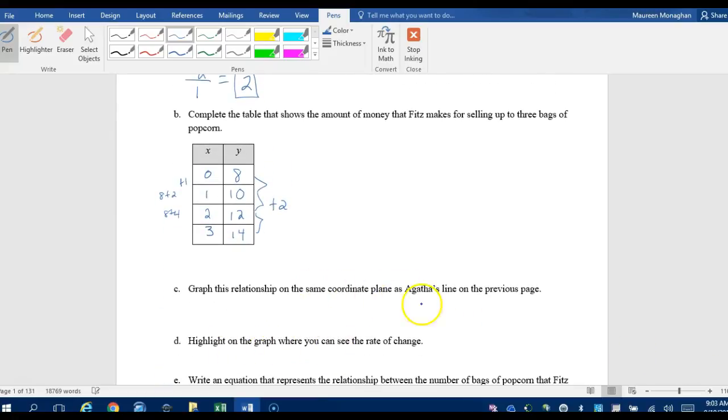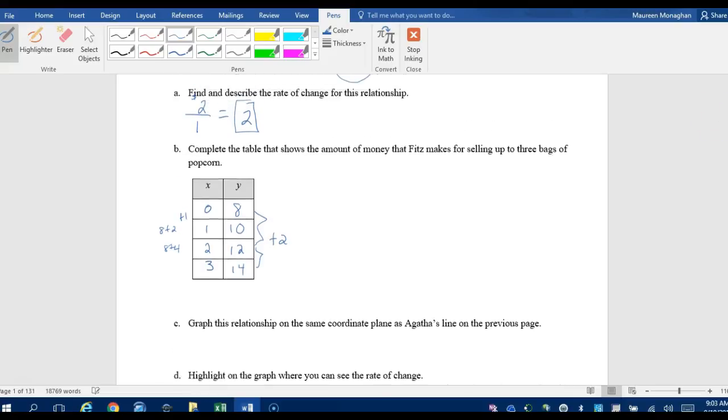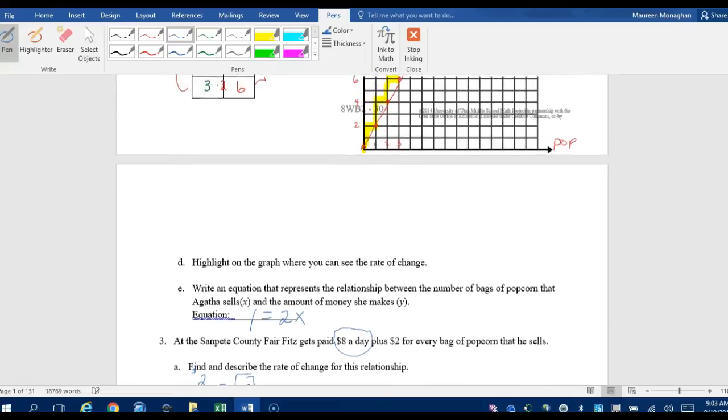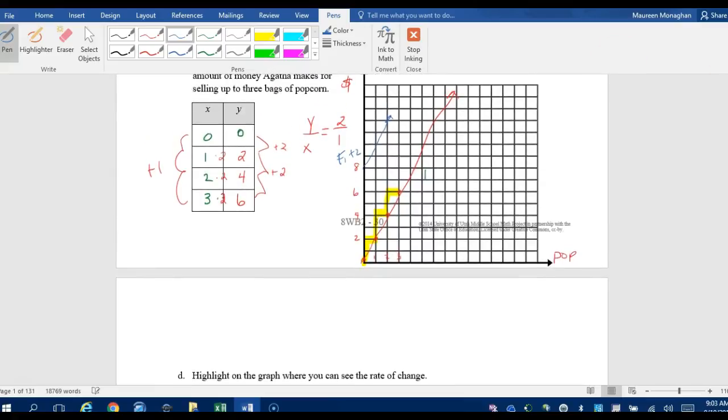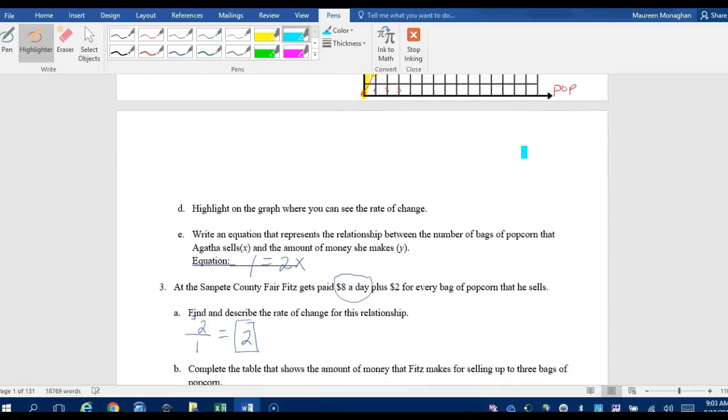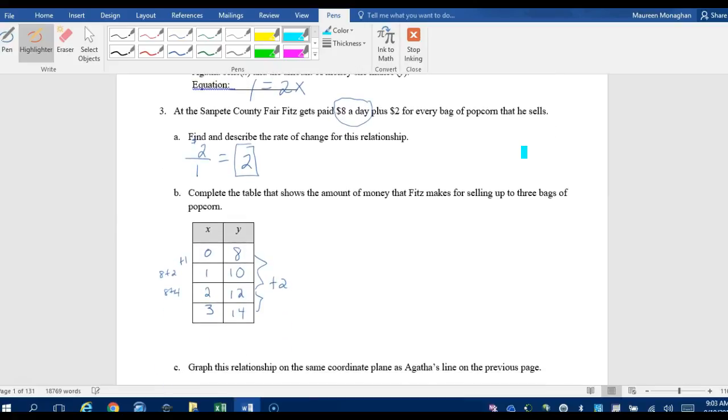Highlight on the graph where you can see the rate of change. Okay, let's go back again to the graph, and let's highlight the rate of change. Let's go ahead and do that. It's up 2 over 1, up 2 over 1, up 2 over 1. Okay, that worked. And then what's our next order of business?